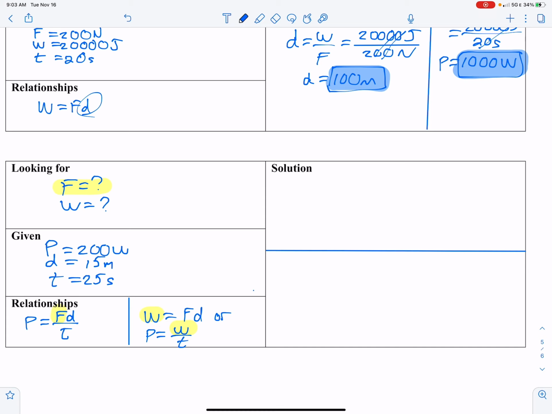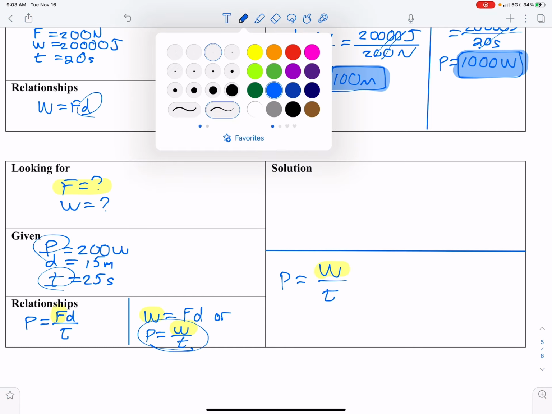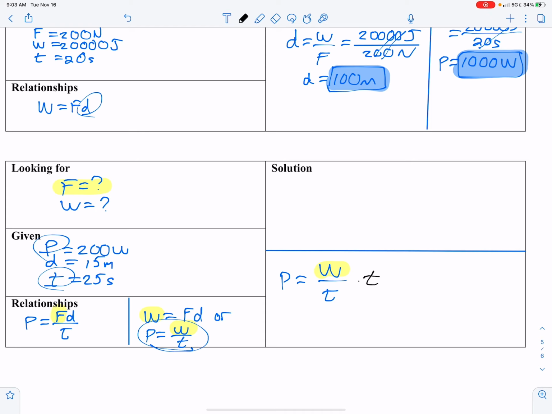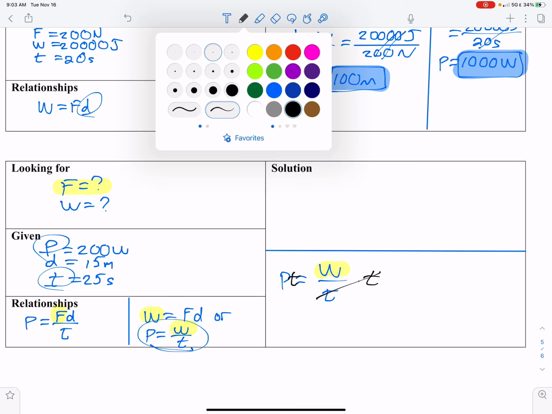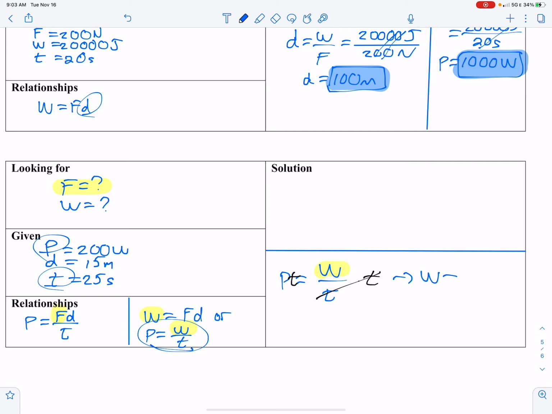Just to make this really simple and quick, I have power and I have time, and I'm going to use that second equation, and I'm going to find work right off that. It'll just make it a lot faster. Work is power divided by time. How would I solve for work? How do I get rid of the time, guys? Multiply both sides by time. And so work is power times time. So it's 200 watts times 25 seconds.